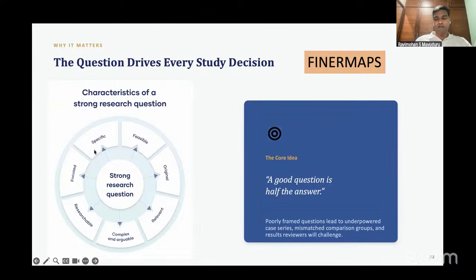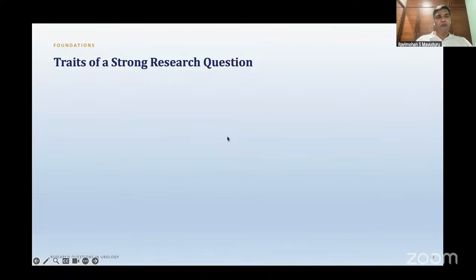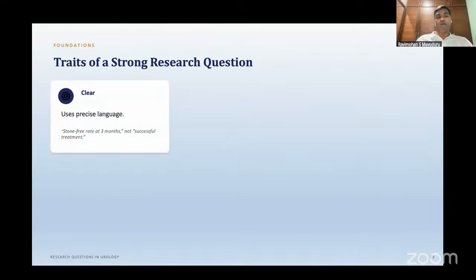Now let's discuss these terms in a little more detail. What are the traits of a strong research question? One, it should be clear. So you try to use precise language. Let's say you want to do a study on stone disease, and how do you assess the stone free rate? You cannot say successful treatment after PCNL. You have to mention what you want to see, stone free rate, and at what time.